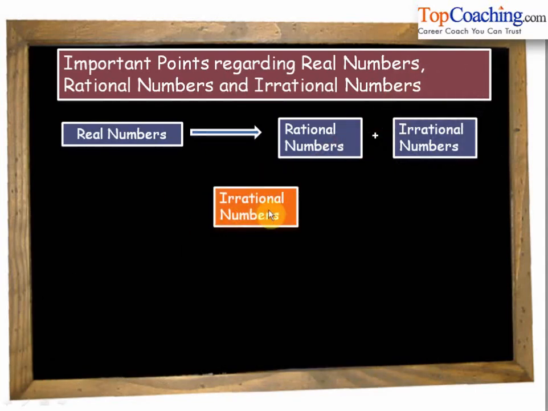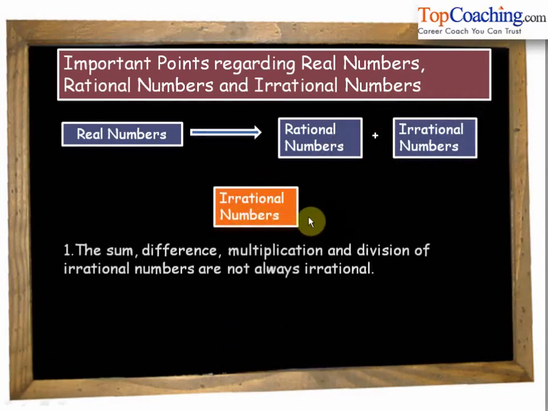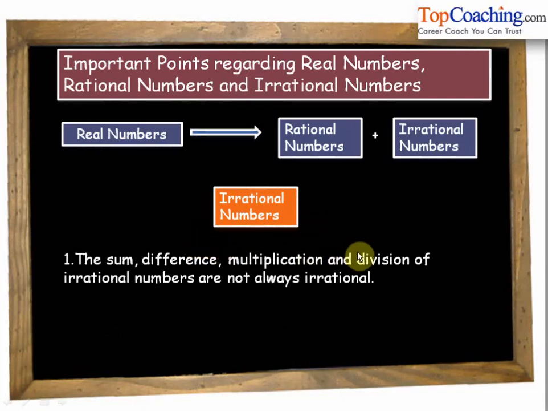Let's see some of the points about irrational numbers. The sum, difference, multiplication and division of irrational numbers are not always irrational. So we cannot tell for sure whether, if we add two irrational numbers or subtract them or multiply them or divide them, the final result would be an irrational number or a rational number. It actually depends on the value of the two irrational numbers.